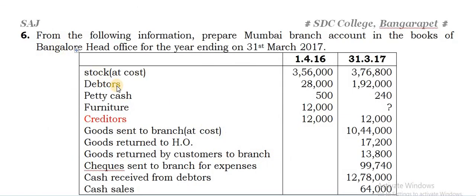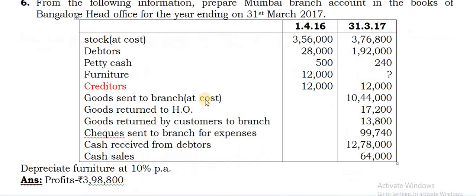Well, you can look into the sixth question. From the following information, prepare Mumbai branch account in the books of Bangalore head office for the year ending 31st March 2017. Given the data here separately, both the columns, you can find the goods are being supplied at cost. Hence the first method is being taken, where goods are supplied at the cost price.